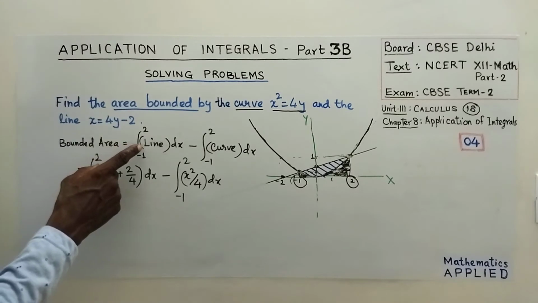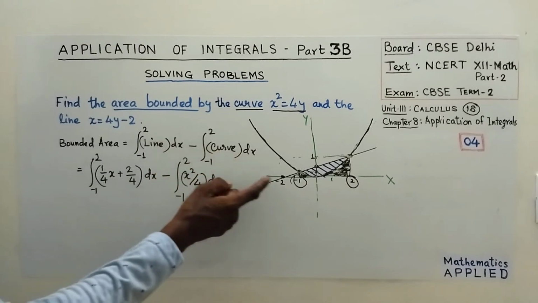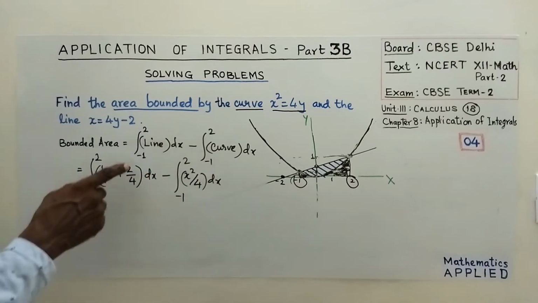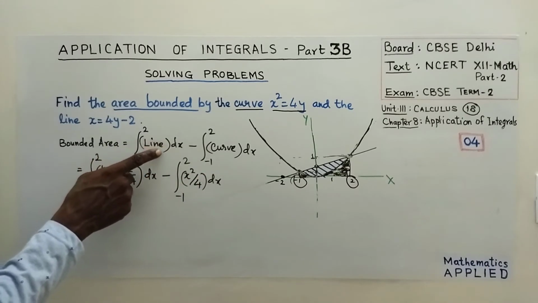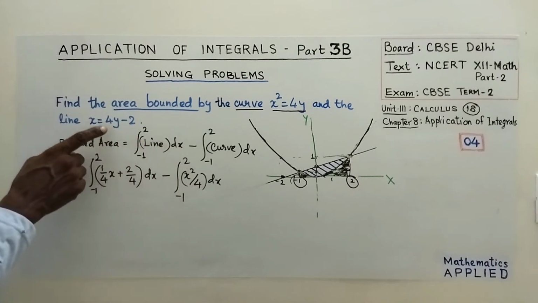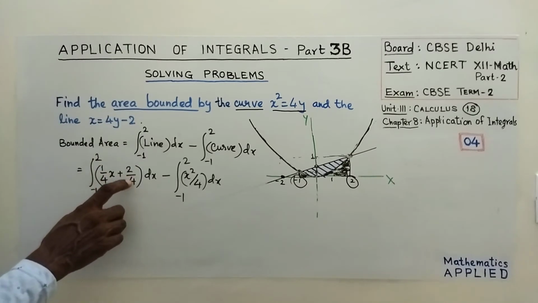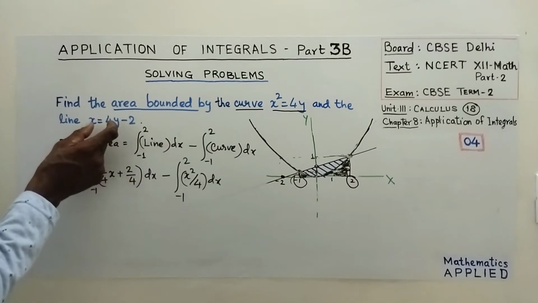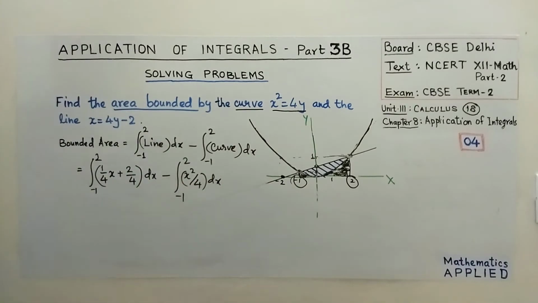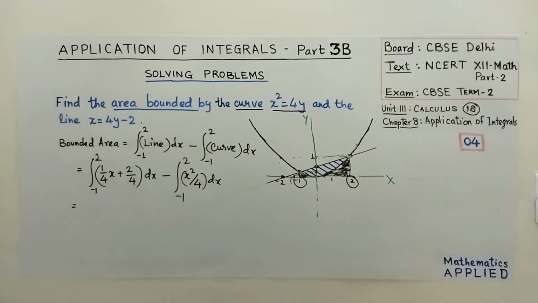That is, integration of the line from minus 1 to 2 and subtract the area below the curve from the line area. The line area is going to be a trapezium. Now what is the line? Because we are integrating with respect to x, the line should be in terms of x. So y equals x plus 2 divided by 4, so 1 by 4 x plus 2 by 4, that is the y for the line, and the curve is y equals x square by 4. So we have written that, and we now solve this and we get the value.